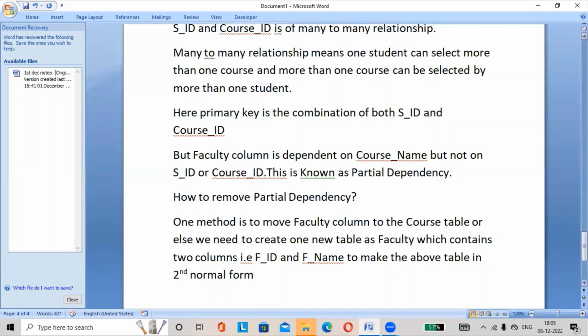Is it clear about second normal form, everyone? What is dependency, partial dependency? These are all about first normal form and second normal form.